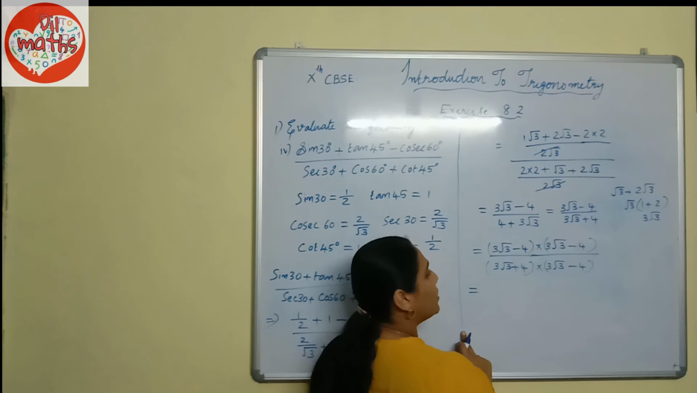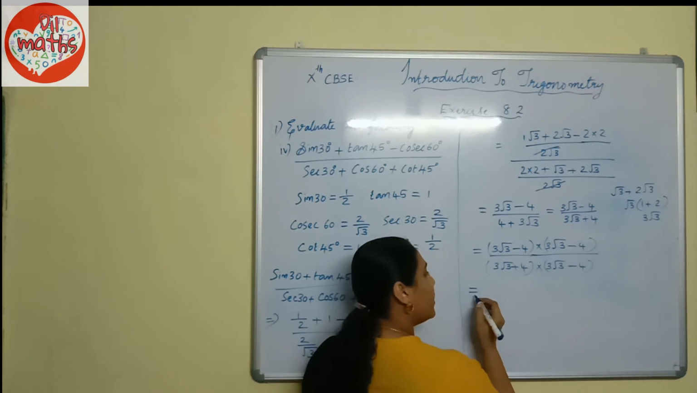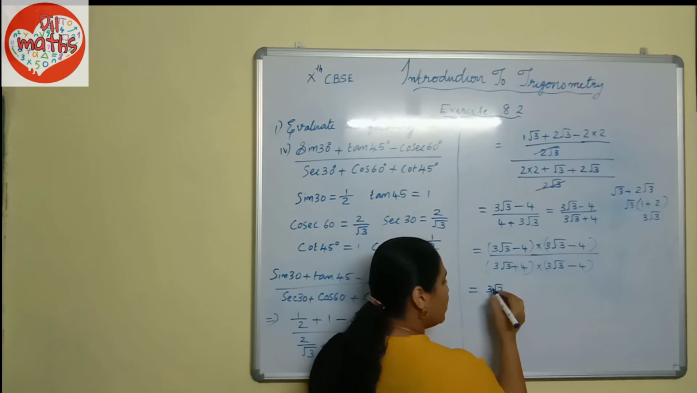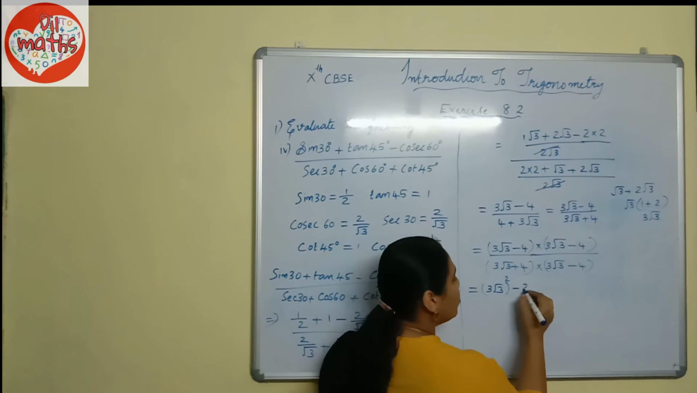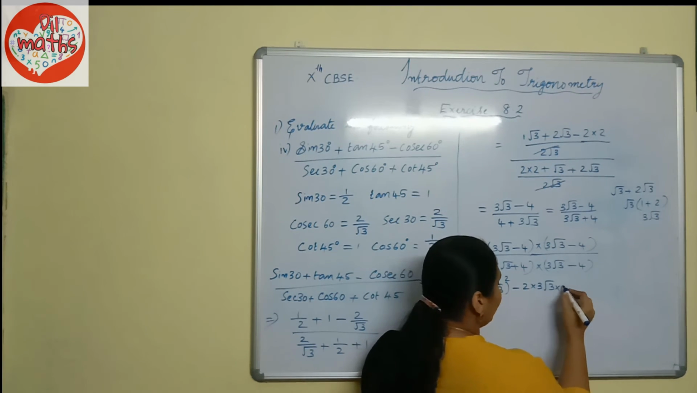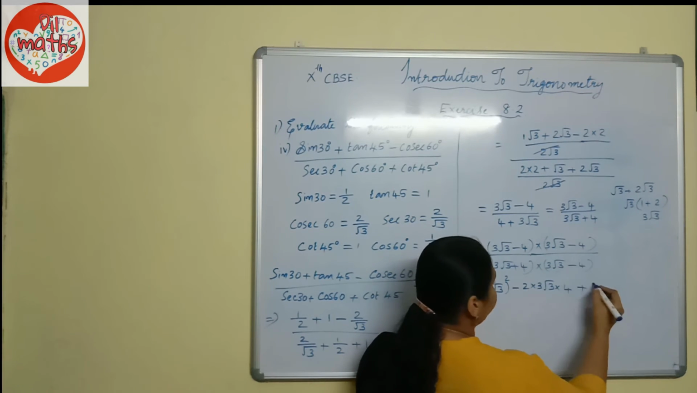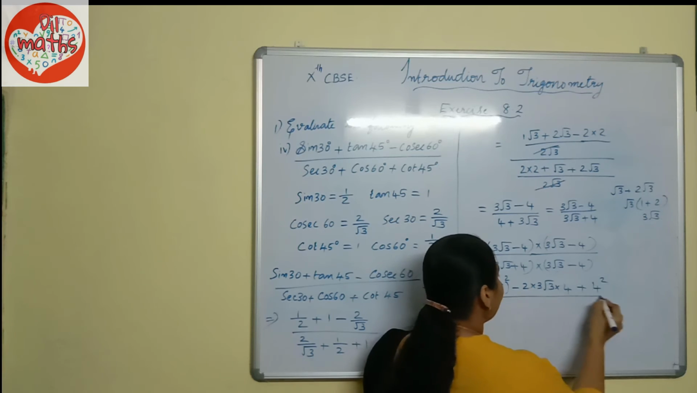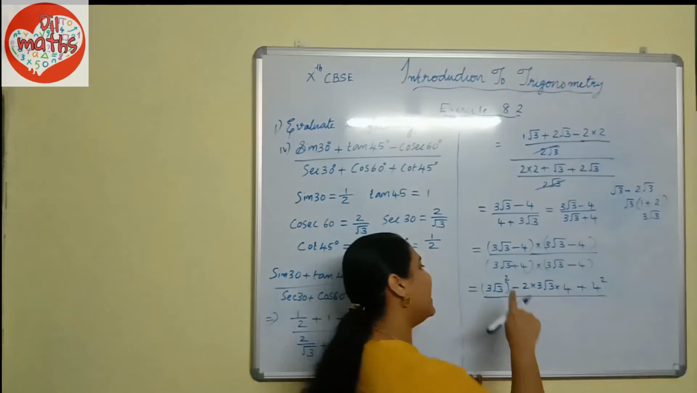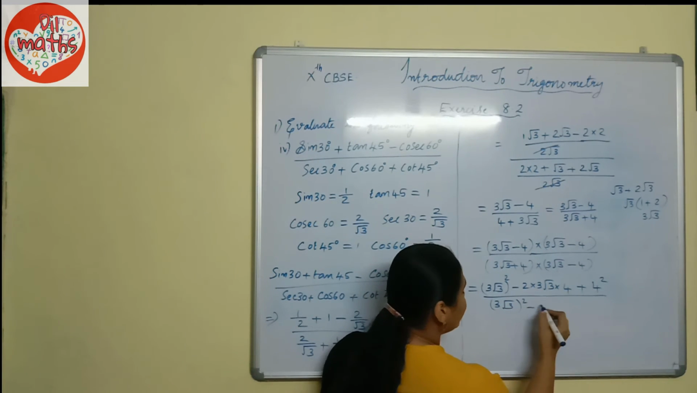A minus B the whole square. What is A here? 3 root 3 is A here. So, A square minus 2AB. What is A square? 3 root 3 the whole square minus 2 into, what is A here? 3 root 3, into B is 4, isn't it? Plus B square. What is B? 4. 4 square. Whole divided by, what will come in the denominator? A square minus B square. What is A here? 3 root 3. 3 root 3 the whole square minus 4 square.